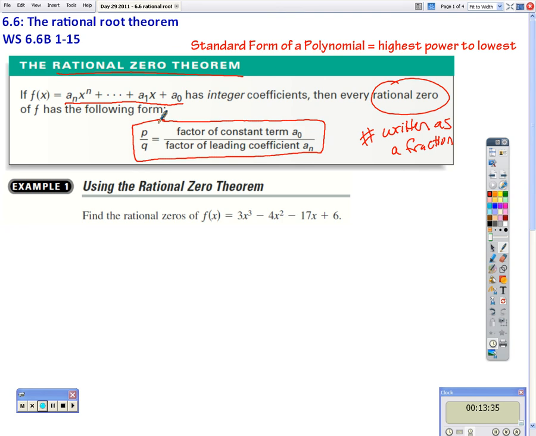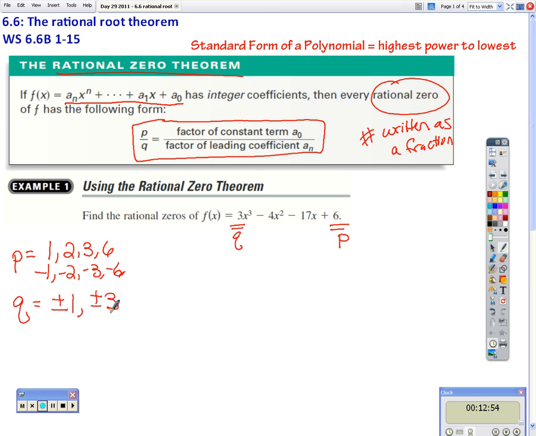To find the rational zeros, number one, we need to first list all of the factors of p and all of the factors of q. So for p, that can be 1, 2, 3, or 6. But it could also be the negative numbers, because negative 1 times negative 6 is the positive 6 at the end. So for q, our possible factors are plus or minus 1 or plus or minus 3.